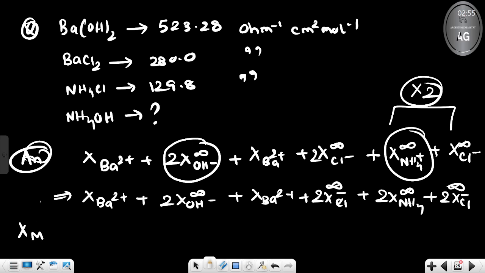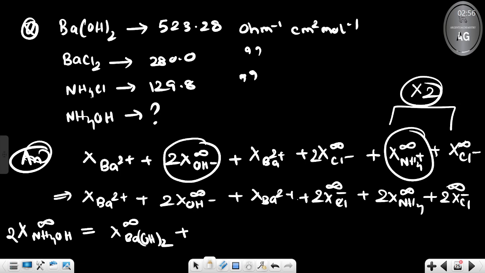My question was asking me to find lambda NH4OH infinity. How many times NH4OH have I got? 2 times, so I will multiply by 2. Clear? It equals barium hydroxide, the same as the first step I wrote. So this becomes lambda barium hydroxide. Plus whatever was given in the question, the same thing I have put.